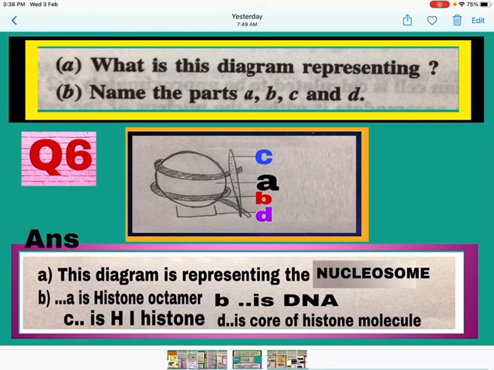A is histone octamer. It is formed by 8 molecules of histone and it is positively charged. B is DNA. It is negatively charged and it is wrapped around positively charged histone octamer and forms a structure nucleosome. A typical nucleosome has 200 base pair of DNA helix. C is H1 histone. It is a linker histone which joins 2 ends of DNA in nucleosome, and D is a core of histone molecule.